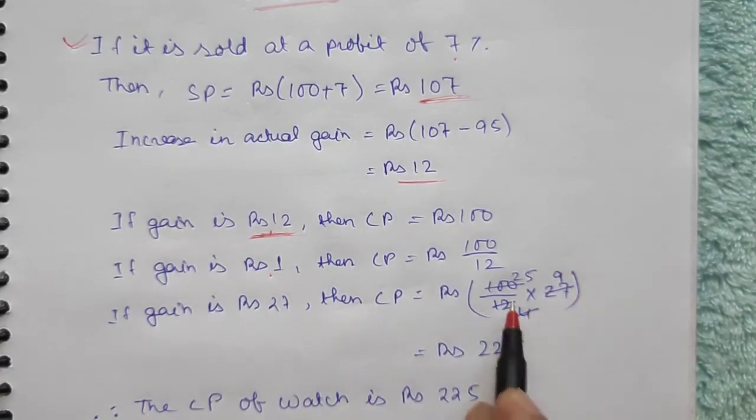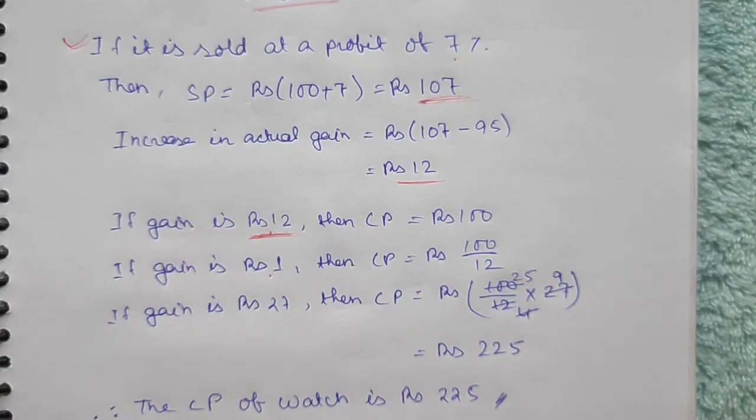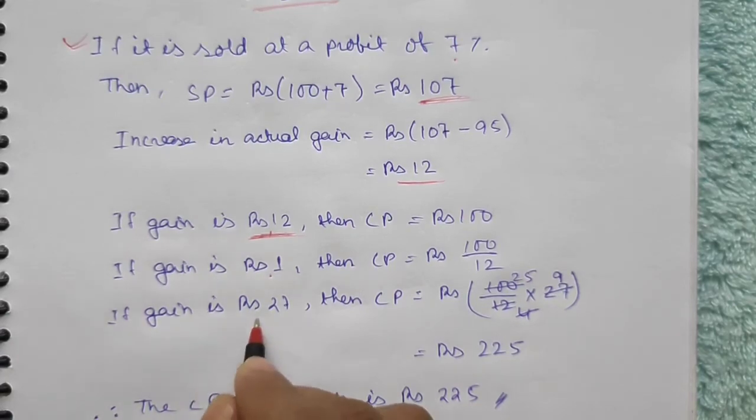It is 12 into 9, and 12 into 9 is how much? 225. Up to this clear? Okay, so this is the cost price. How much is it? 225.